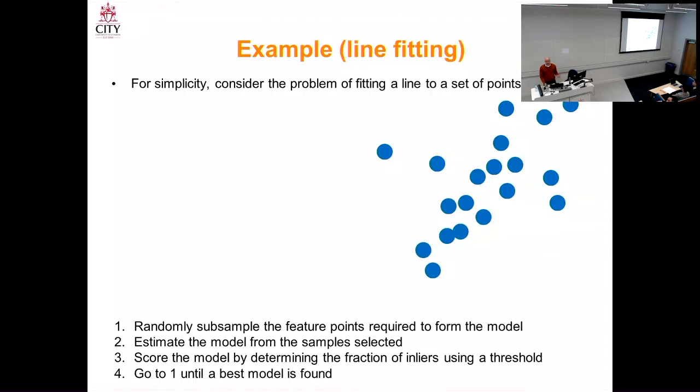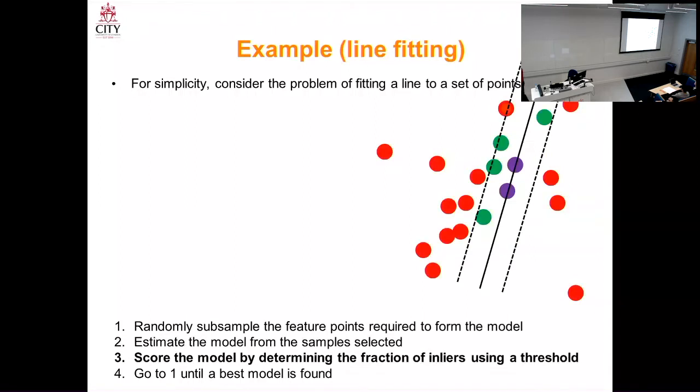Okay, so if I'm going to use RANSAC for this problem, the first thing I'm going to do is randomly subsample the feature points to form a model. My model in this case is a line. Okay, so how many points do I need to estimate a line? 2, right? So I'm just going to grab 2 points. Okay, they're denoted with a purple color here, and then I'm going to fit my line. Okay, that's super easy to do.